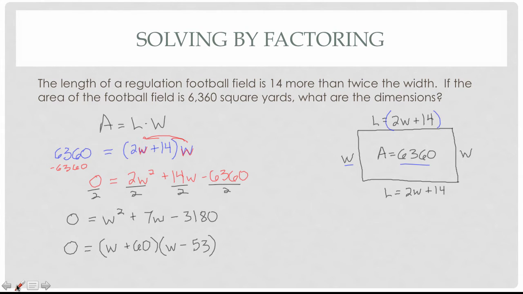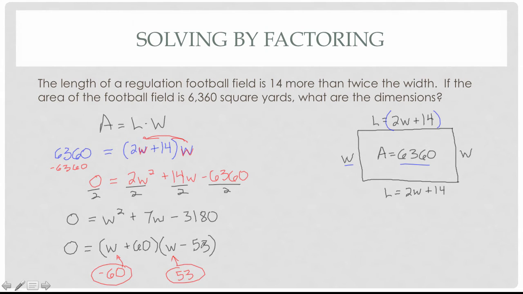Now here's why it's nice getting it to equal 0. It's because when you have it 0, these two things are multiplied. The only way you can multiply two numbers to get 0 is if one of them equals 0. So I'm looking for numbers I can put in for w to make either of these binomials turn into 0. One of those is negative 60. If I put that in for w, I get negative 60 plus 60, and that turns into 0 times all of this. So that's one solution. The other solution is positive 53. 53 minus 53 is 0, and that 0 times all of that turns into 0. So I've got two solutions to this quadratic equation.